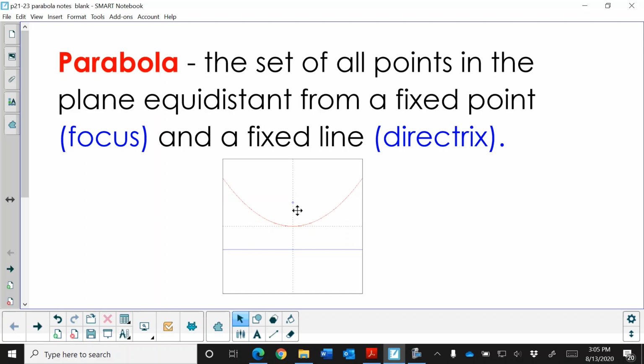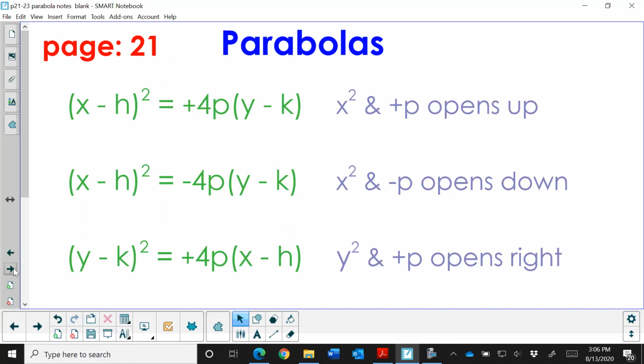So this little point up here is called a focus, and the line that the parabola is equidistant from is called a directrix. So on page 21 of your Precalculus interactive notebook, you are going to put in these 4 formulas. You can pause it if you need to, but I'll read through these.